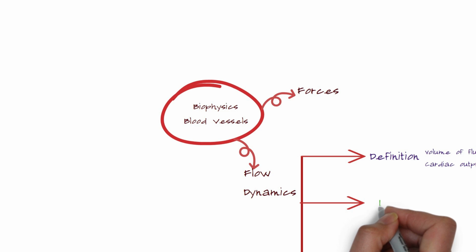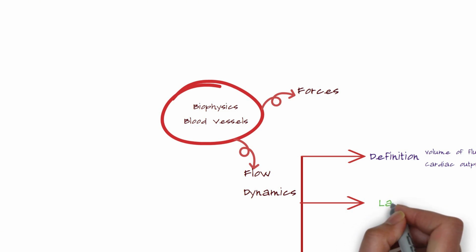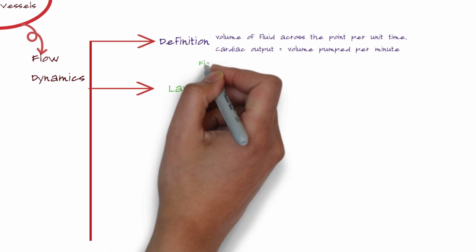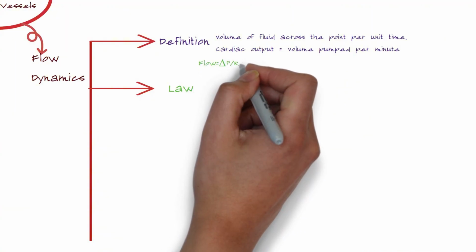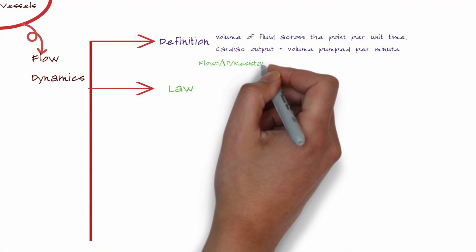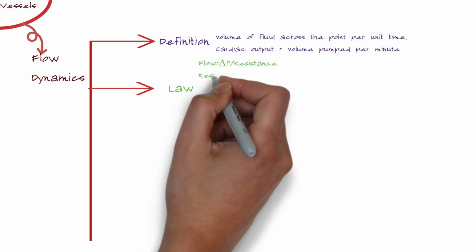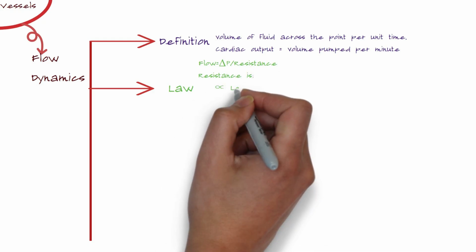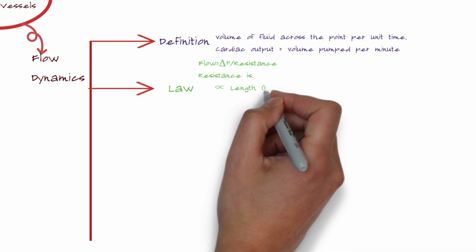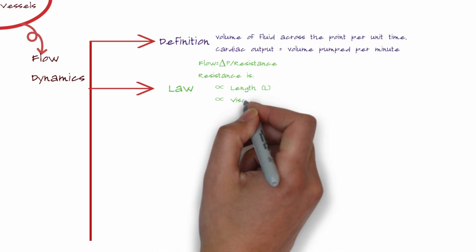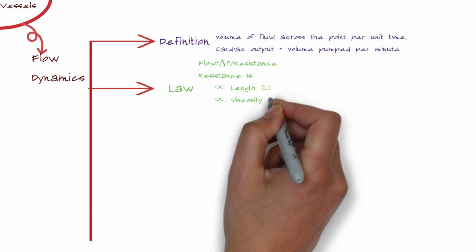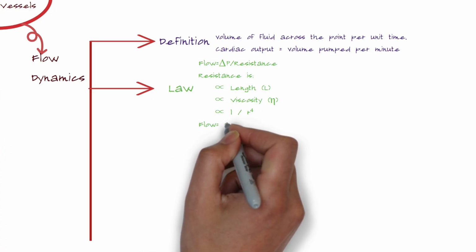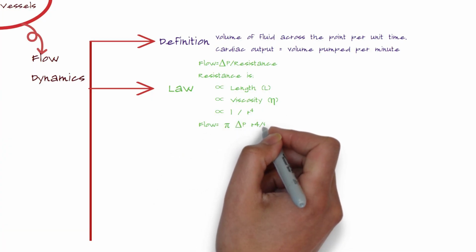whenever we talk about the systemic flow, we are actually focusing on the cardiac output. The law of the flow. Mathematically, the flow depends on the pressure gradient over the resistance. However, the resistance depends on three main factors: the length of the vessel, the blood viscosity, and the vessel radius. More specifically, the resistance is directly proportional to the length and viscosity, while inversely proportional to the fourth power of the radius. So the Hagen-Poiseuille equation states that flow equals pi multiplied by the pressure gradient multiplied by the radius to the power of four, divided by 8 multiplied by the viscosity and the length.